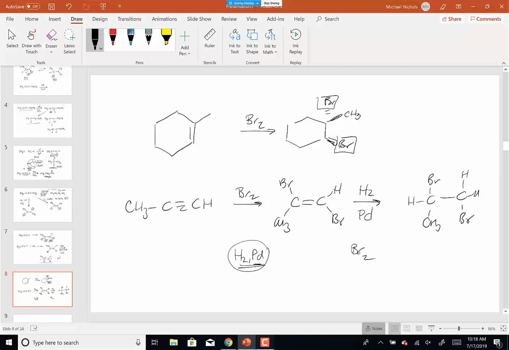Instead, I've got to substitute that. I could substitute with hydrogen and Lindlar, or I could use Na and NH3, but I just can't reverse the H2 palladium. So there's 4 ways to solve this problem.